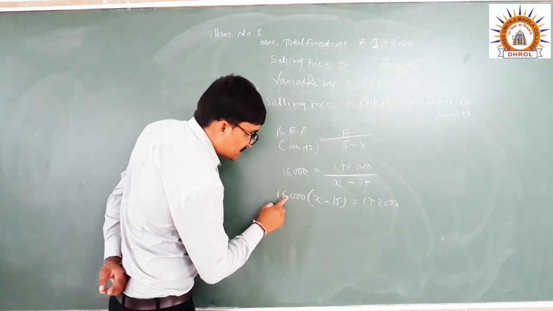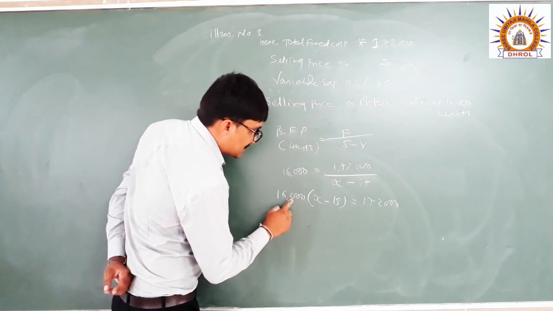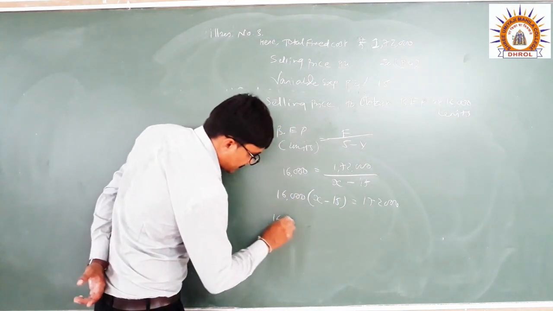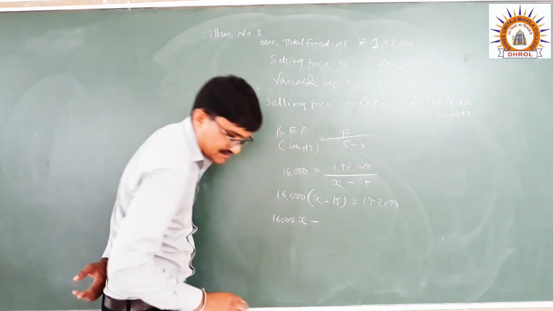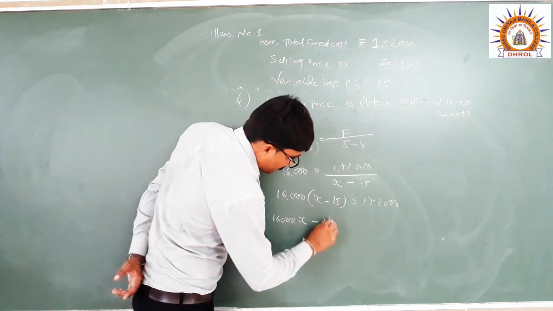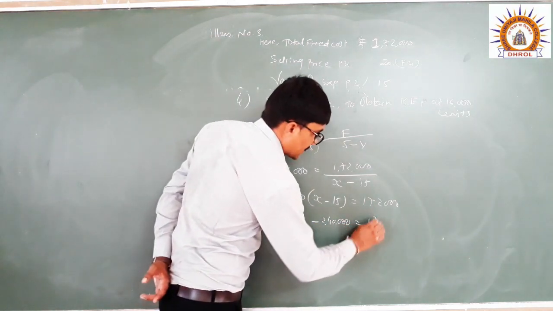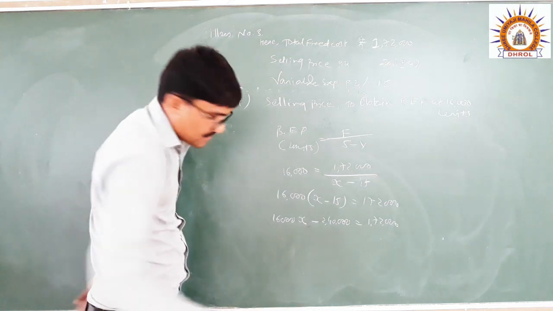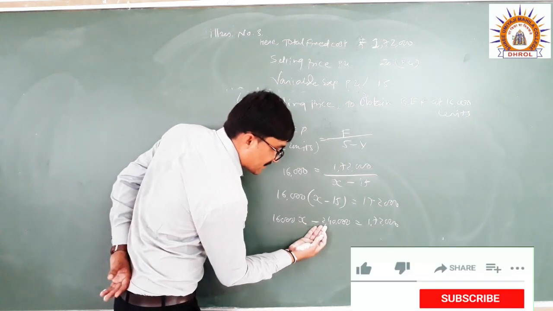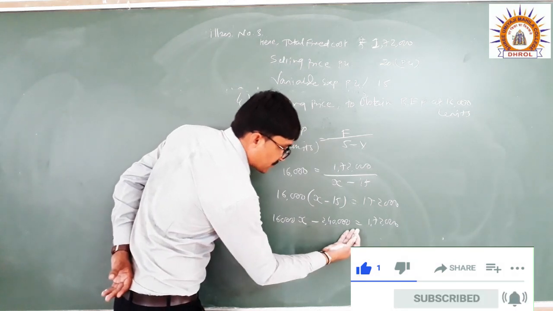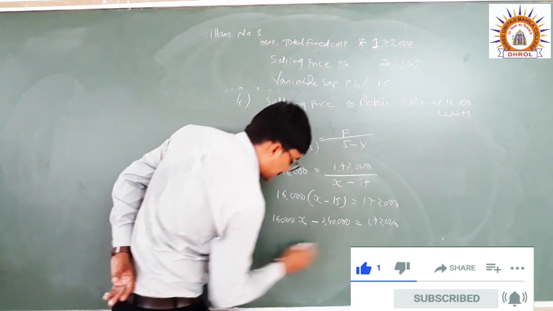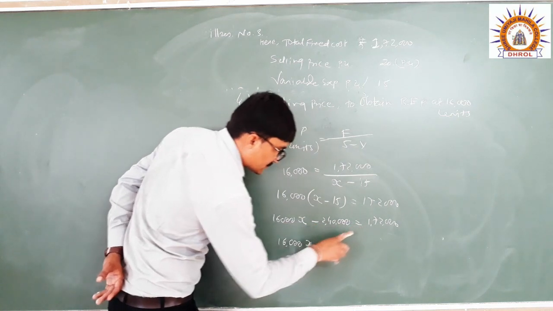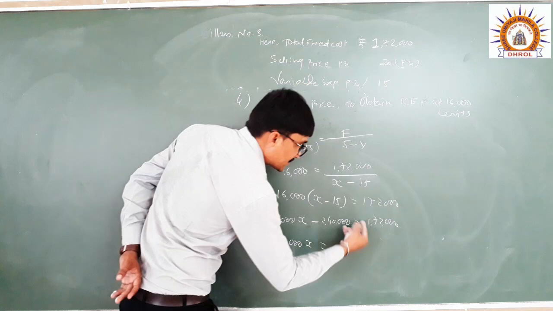Next, see, you just multiply 16,000 by x and 16,000 by 15, right? So 16,000 x minus 16,000 multiplied by 15, which is 2 lakh 40,000, is equal to 1 lakh 72,000. This is a logical problem, right? Then simple. Here the negative sign goes to the opposite side of the equal to sign. So 16,000 x is equal to, and moving it across the equal sign, there will be a positive sign.